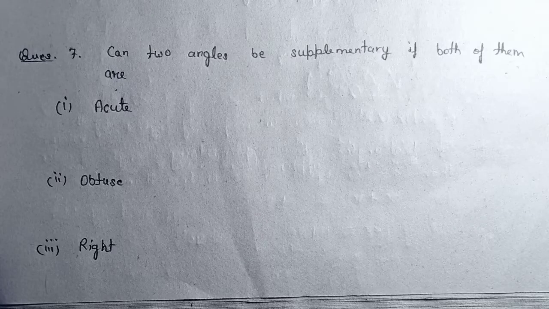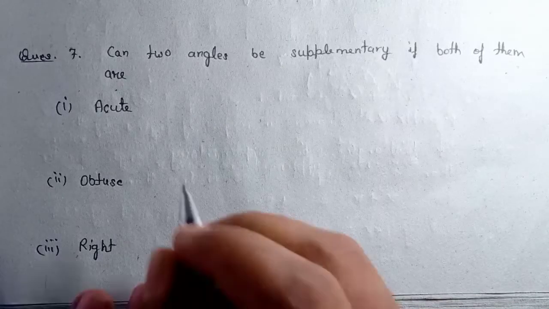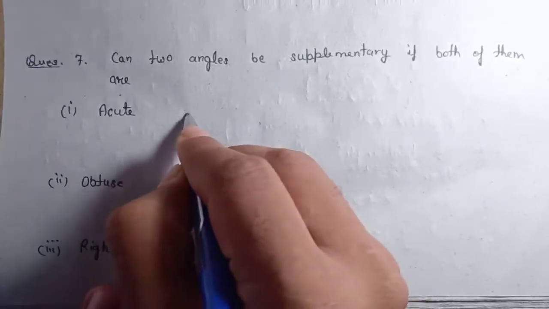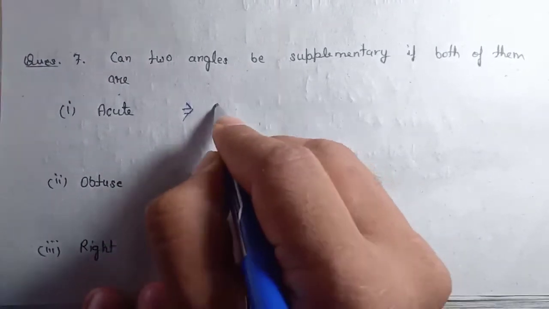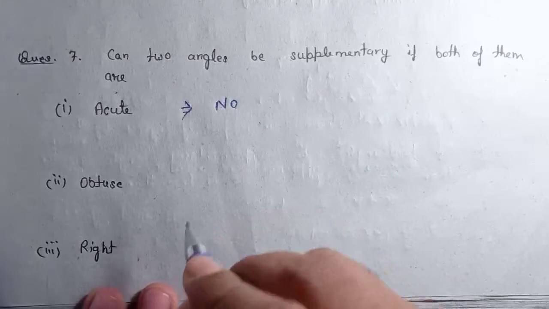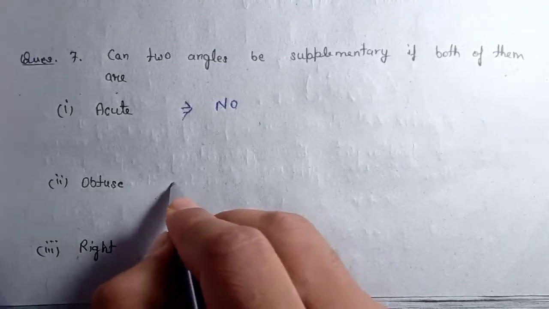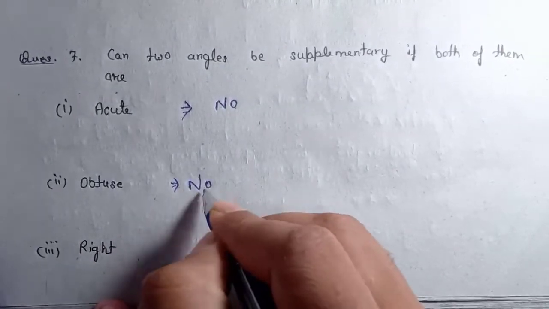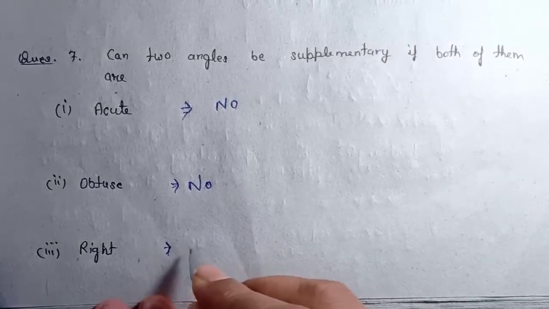Can two angles be supplementary if both of them are acute, obtuse, or right angles? In case of both angles being acute, it is no. In case of obtuse angles, it is again no. And in case of right angles, it is yes.